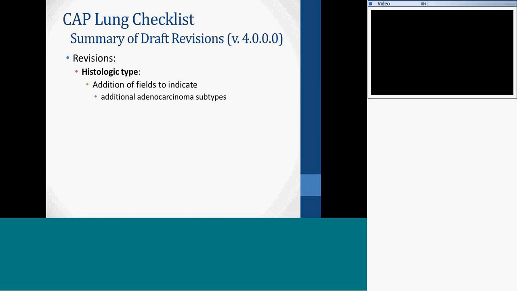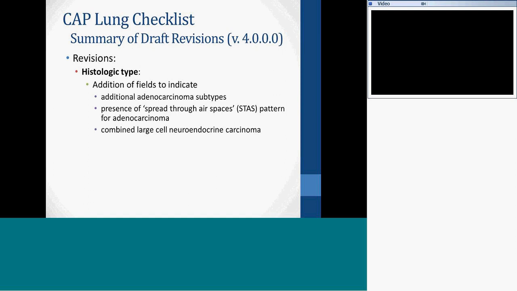Fields have been added, first of all, to allow indication of additional adenocarcinoma subtypes, presence of the so-called spread through airspaces or STAS pattern for adenocarcinomas, and an additional field for indication of combined large cell neuroendocrine carcinoma, that is, large cell neuroendocrine carcinoma with a component of some other sort of non-small cell carcinoma.